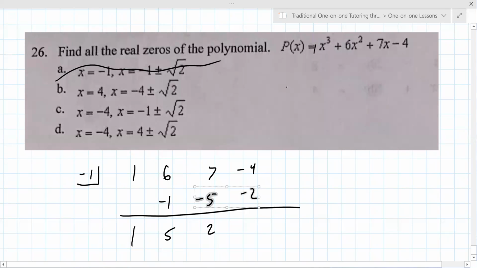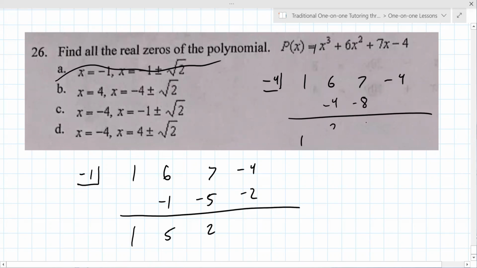Let's do that over here. So let's say it's -4. Then it's 1, 6, 7, -4. So bring the 1 down. -4, 2, -8, -1, 4, and 0. So there it is. So it's one of these. Then this thing reduces to x squared plus 2x minus 1.